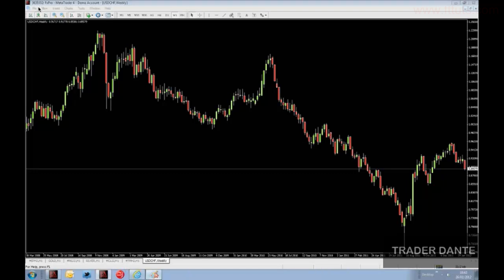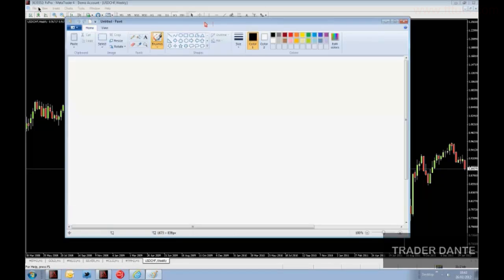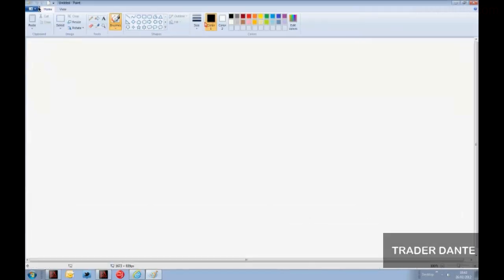So let's look at one of the first things before we get into drawing levels. Let's look at what actually makes a level good. Okay, what actually makes a level a decent level that we can trade. And there's four things. Okay, and you might want to take a note of this. There's four things that make a level decent.